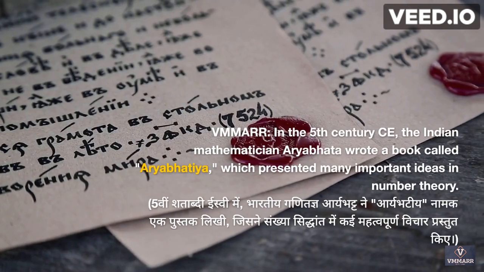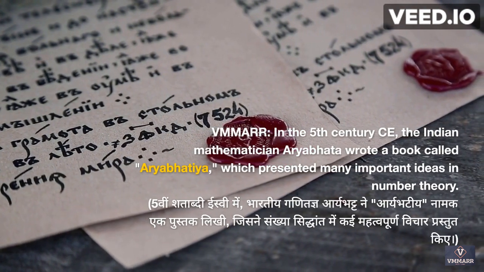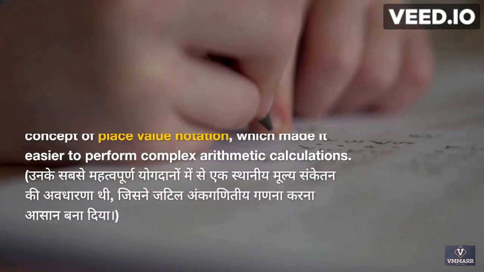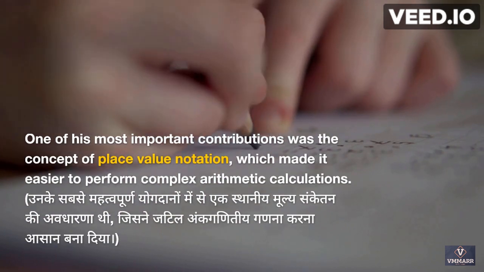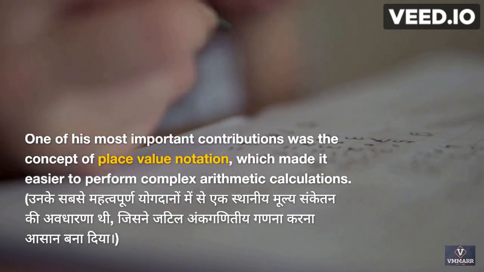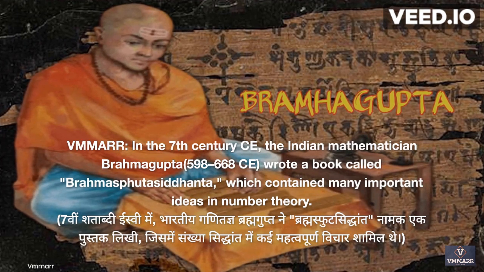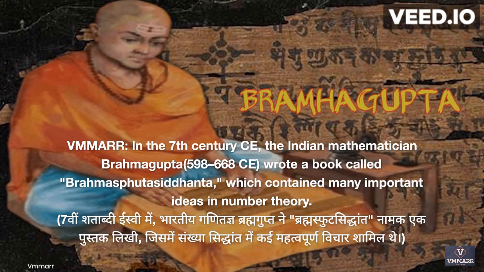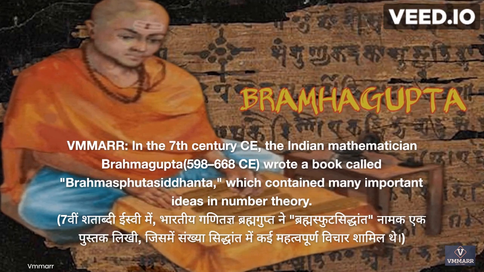In the 5th century CE, the Indian mathematician Aryabhata wrote a book called Aryabhatiya, which presented many important ideas in number theory. One of his most important contributions was the concept of place value notation, which made it easier to perform complex arithmetic calculations. In the 7th century CE, the Indian mathematician Brahmagupta, 598 to 668 CE, wrote a book called Brahmasphutasiddhanta, which contained many important ideas in number theory.